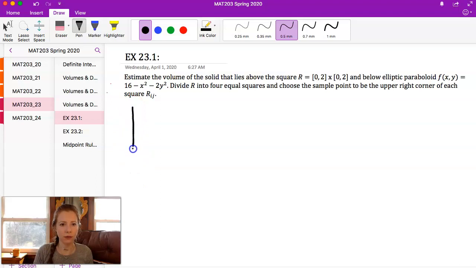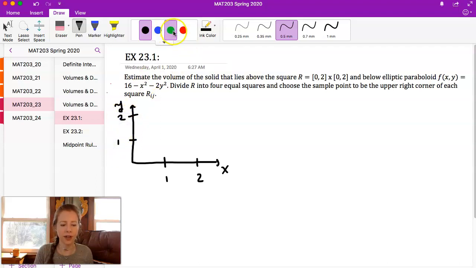Okay, so we have y versus x. Okay, and we're going from 0 to 2 for each. So that's at least pretty easy for us to draw. I'm going to set up our region.